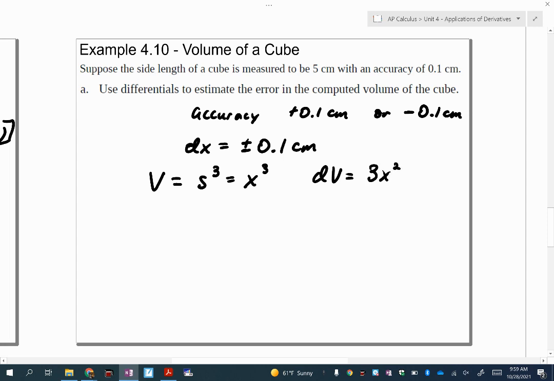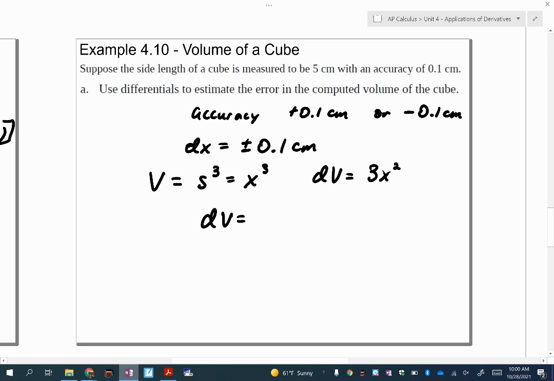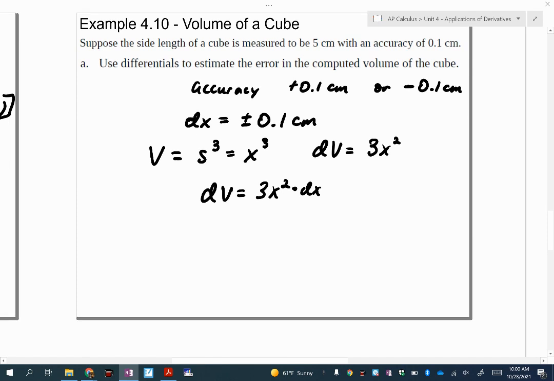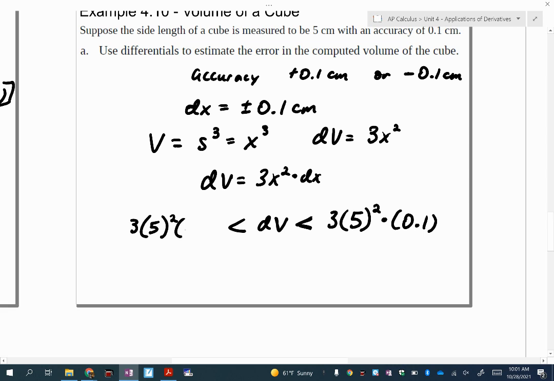All right, so I can use that formula like we used before for the differential. So dv is equal to the derivative, 3x squared, times our change in x, like we've done in the past. So I'm going to plug in. But the idea is my change in volume could be a little bit above or a little bit below. So watch the work that I do here. It's going to be 3 times 5 squared times positive 0.1, and on this side 3 times 5 squared times negative 0.1.